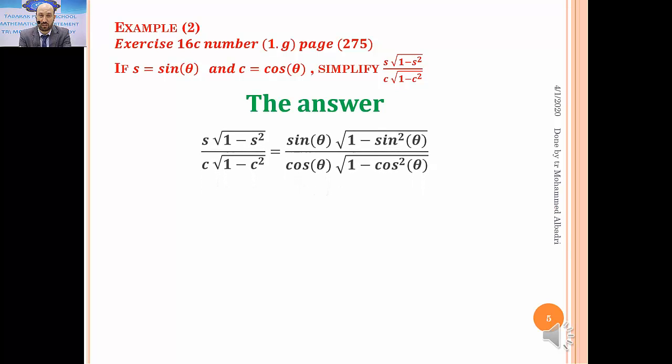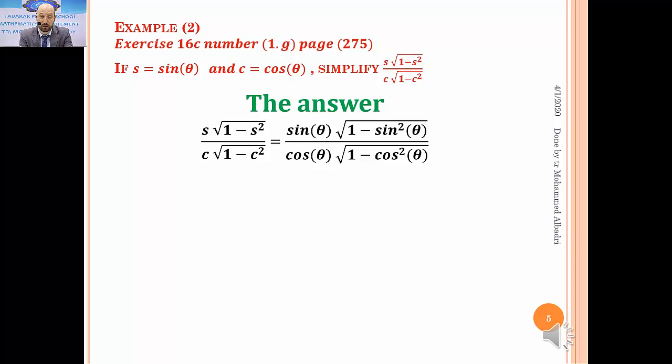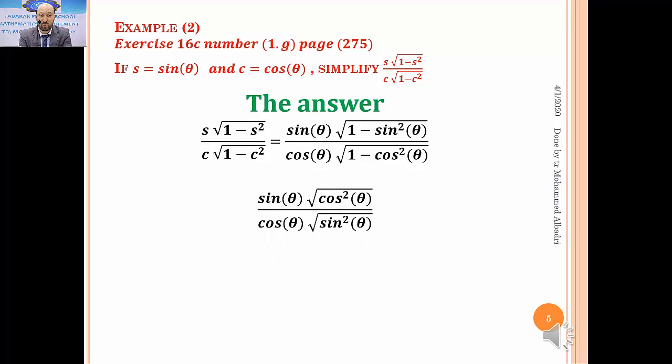So s times the square root of 1 minus s square becomes sine theta times the square root of 1 minus sine square theta, and c times the square root of 1 minus c square becomes cosine theta times the square root of 1 minus cosine square theta. Sine over cosine as it is, but we have 1 minus sine square is cosine square, and 1 minus cosine square is sine square here. And after that, the square root of cosine square is cosine, and the square root of sine square is sine. And now when we simplify it, sine by sine, cosine by cosine, we will have 1.